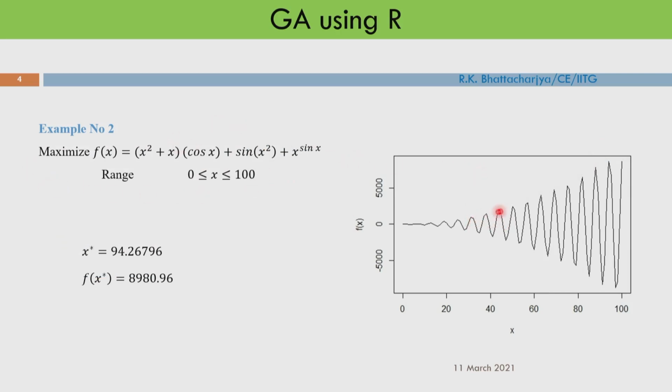You can see that there are several maxima of this particular function, and one of them is the global maxima. Genetic algorithm will give you the global maxima here, and the solution is x star equal to 94.26796. The function value at that global maxima is 8980.96. So, this is the solution of this problem.